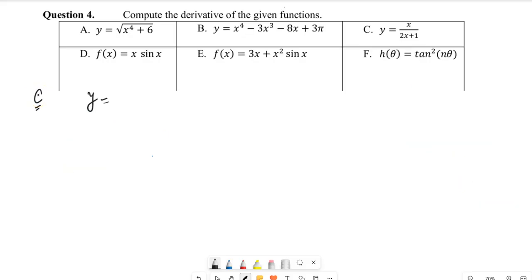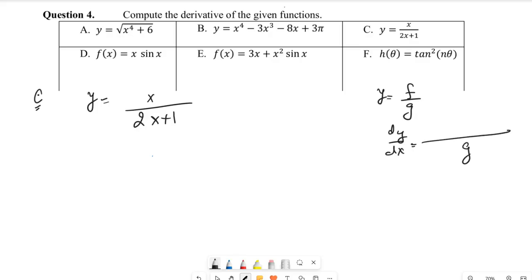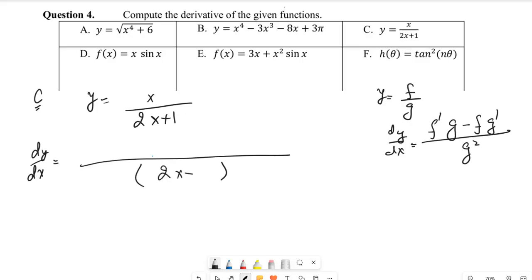Let's do part C. y is equal to x over 2x plus 1. This is a quotient of two polynomials. So if we have y is equal to f over g, then the derivative is the denominator squared, numerator's derivative times denominator, minus numerator as is times the derivative of denominator. So let's work on this. Denominator squared, numerator's derivative times denominator as is, minus numerator as is times the derivative of denominator.